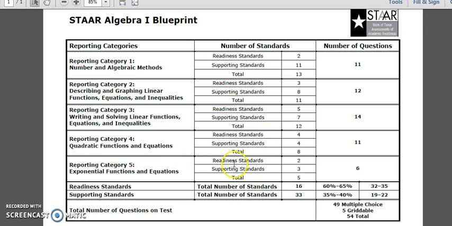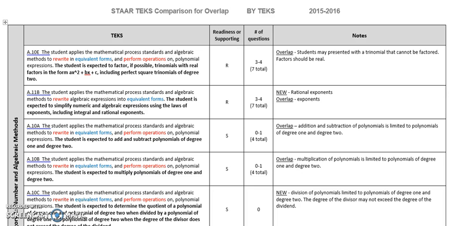Now from here, we went to look at the side-by-side so that we could figure out how the blueprint and the side-by-side matched up to let us know what would be overlap or not. So we created a document for you, and this is the document. The document is titled the STAAR TEKS Comparison for Overlap. This one is by TEKS. There's a second one that's by unit in case you wanted to look at it that way. It's dated 2015-2016 because this document will only be good this year. Starting next year, our students will be responsible for all of the TEKS on the STAAR.